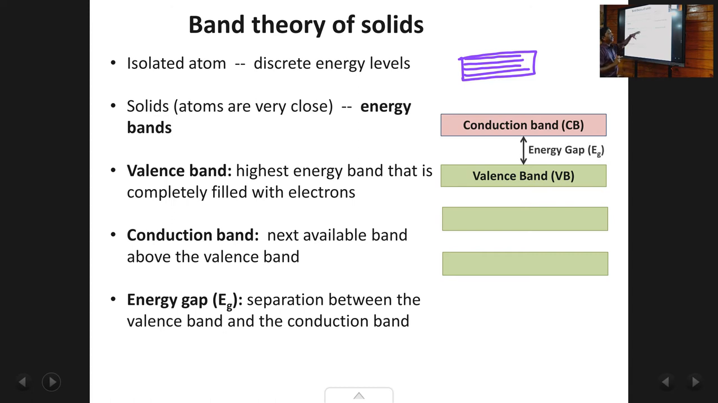In between the valence band and the conduction band there is a gap, and this gap between the two bands is called the energy gap, denoted by the symbol EG.